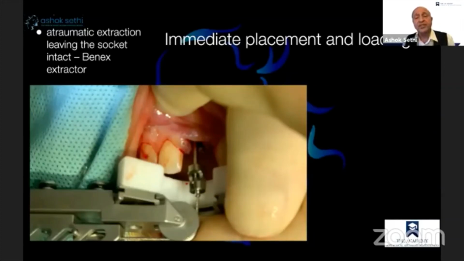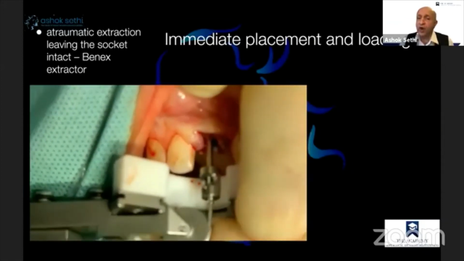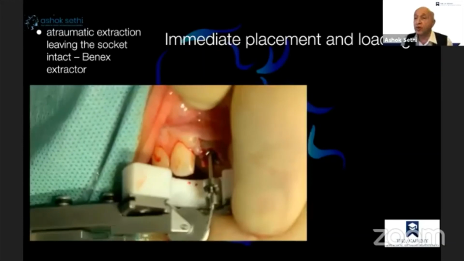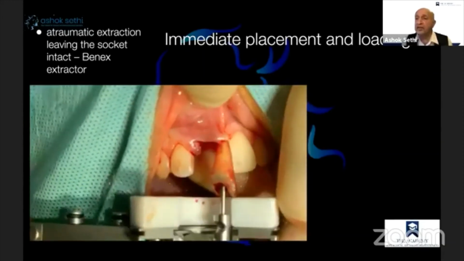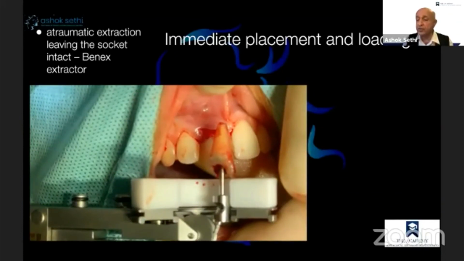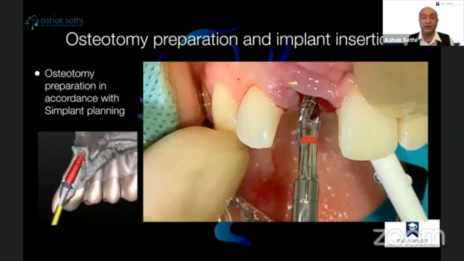So you screw this little screw into the root, and you take a ratchet and a little wire, and you just pull the tooth out, okay? That way you retain the entire structure around the tooth. You can see the tooth has been removed, and it's just been pulled out by this wire that we see.